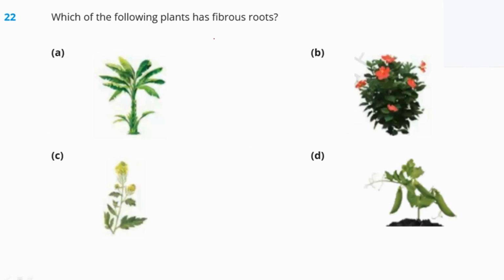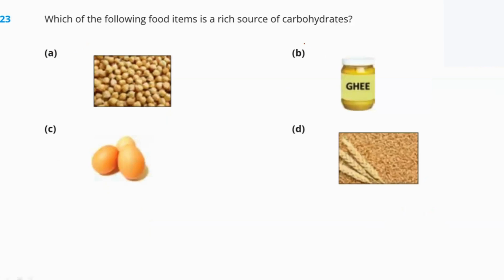Next, which of the following plants has fibrous root? So first, if you notice, out of all these plants, the first plant, which is the banana tree, has fibrous root. So option number A is our right answer. It will have fibrous root. Next, which of the following food items is a rich source of carbohydrate?